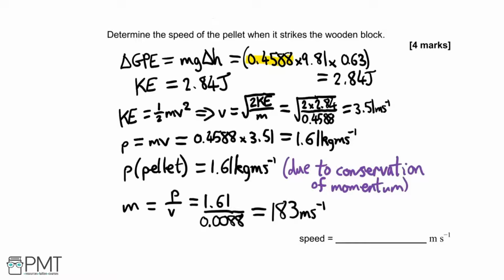So in terms of mark allocation, the first mark would be for correctly calculating the gravitational potential energy change of the block. The second mark would be from working out the speed of the block from that energy value. Notice how we've skipped over the kinetic energy step, because that's not really mark worthy. The third mark is for calculating the momentum of the block pellet combination. And then the fourth mark is for working out the final speed of the pellet.